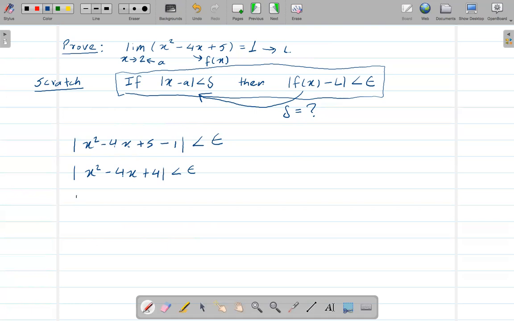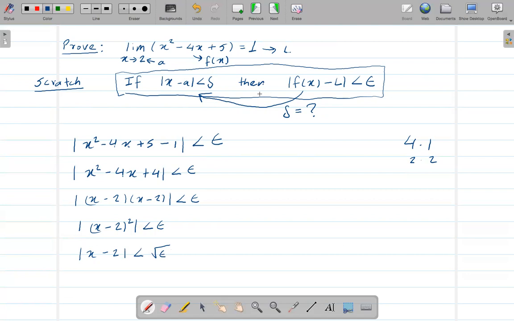So factor this. x squared minus 4x, so there is 4. 4 times 1, that's 4. 2 times 2, that's 4. So I can use 2 and 2 because I have negative 4 in the middle. So using 2 and 2, I can say (x minus 2) squared is less than epsilon, right? This is algebra. Now take the square root on both sides. So the absolute value of x minus 2 is less than the square root of epsilon.